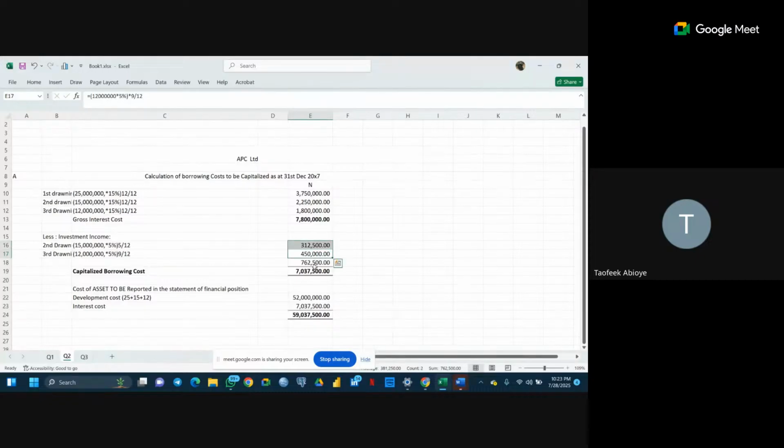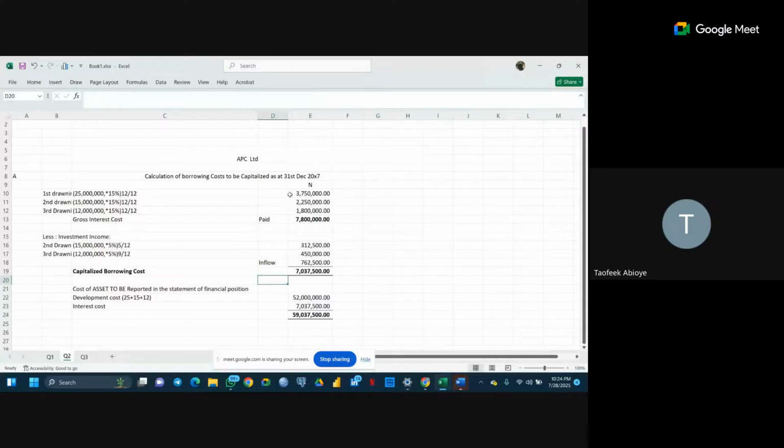So that's how we arrive at these two investment incomes. The addition of these two investment incomes is what gives us this 762,500, minus our own gross interest we are going to pay. This one is what we are going to pay our own borrower. This is what we are going to receive from our own debtors too. From our short-term investment, this is what we are going to receive. This will be an inflow to us.